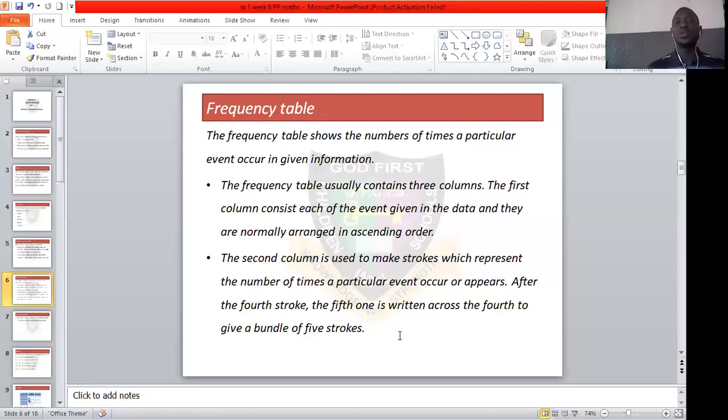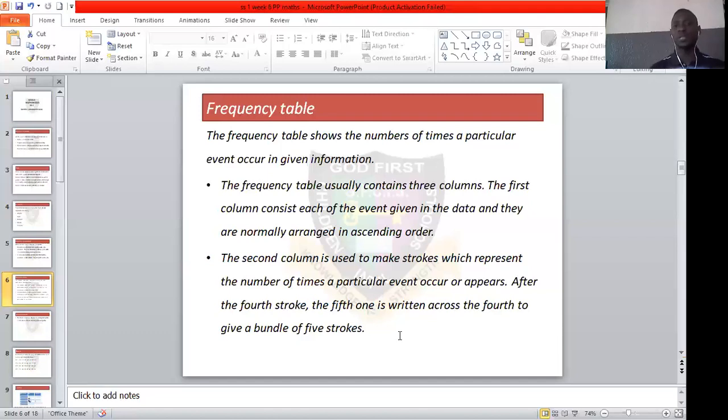Number one, look at this. A frequency table usually contains 3 columns. First, the first column consists of the event given in the data. The event, the occurrence we are dealing with, takes the first column. You know what a column is? 1, 2, and 3. So the first column gives the information of the event in question, and they are normally arranged in ascending order. I believe you know what ascending order is. That is in an increasing pattern.